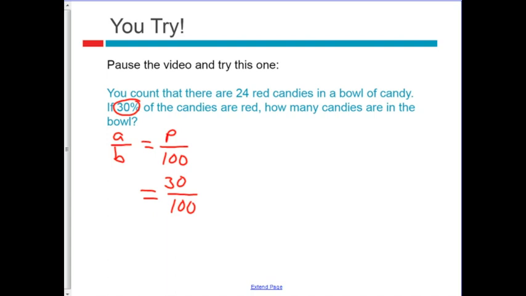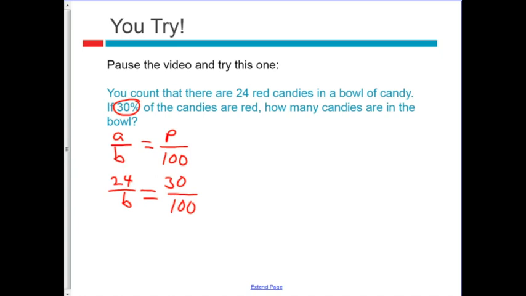So 24 red candies are in a bowl, and 30% of the candies are red. How many candies are in the bowl? Well, if only 24 of them are red, there's more candy than just 24 in the bowl. So the smaller number is 24. The smaller number goes on top. That's the amount of red candies, and the base would be the total number of candies.